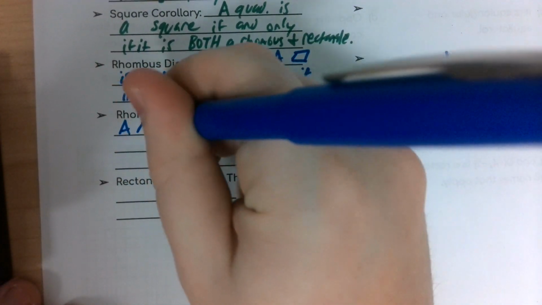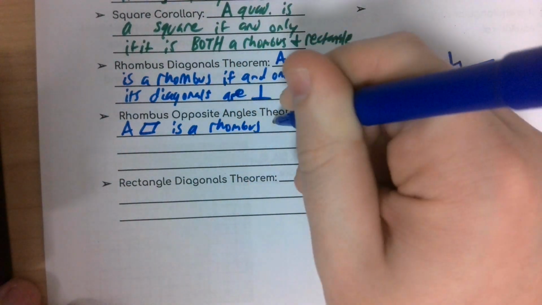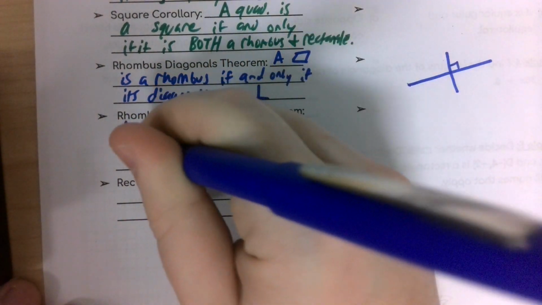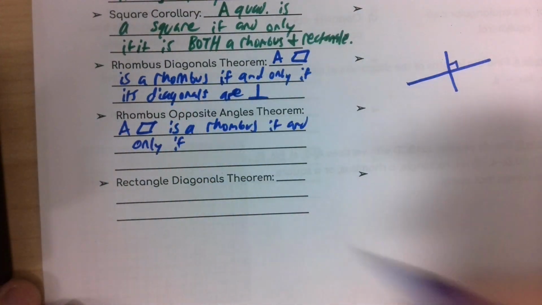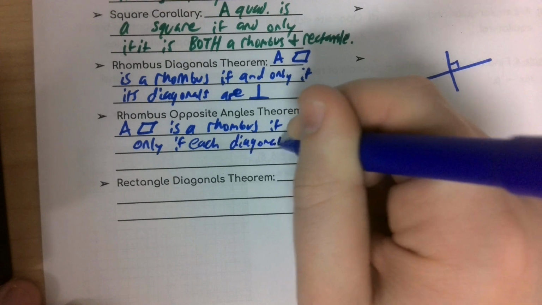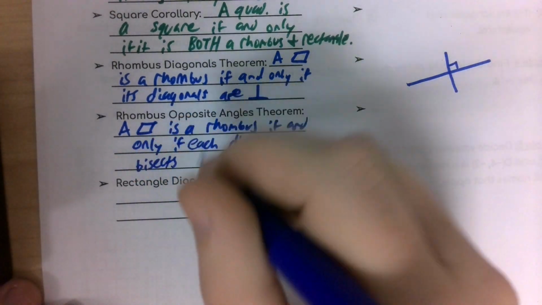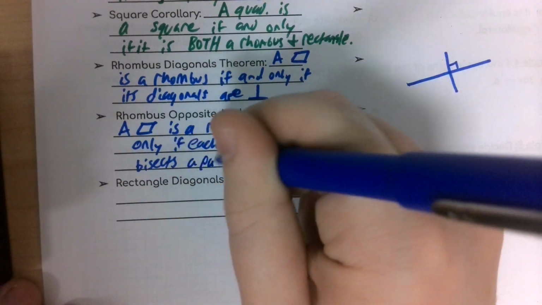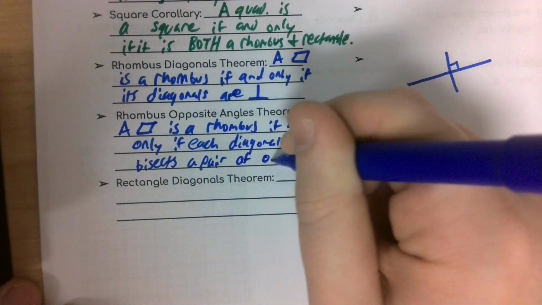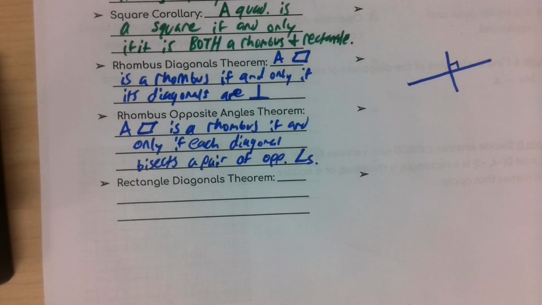A parallelogram is a rhombus if and only if each diagonal bisects a pair of opposite angles. Each diagonal should cut the opposite angles exactly in half.